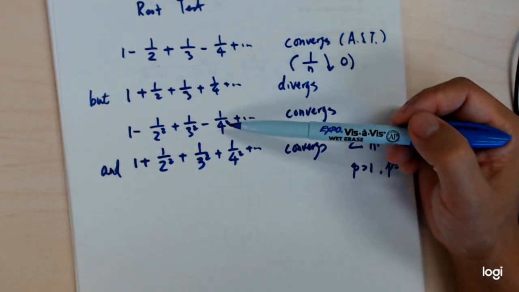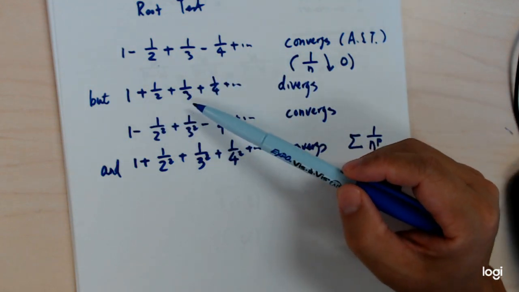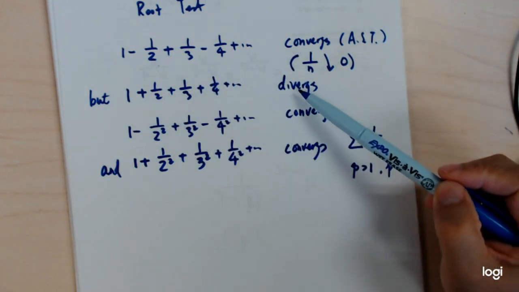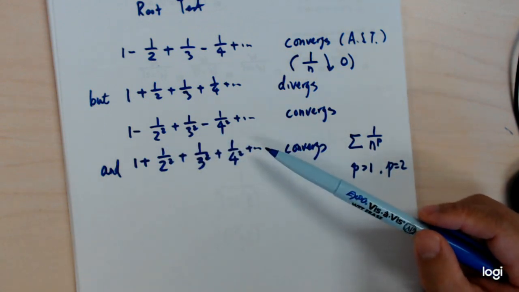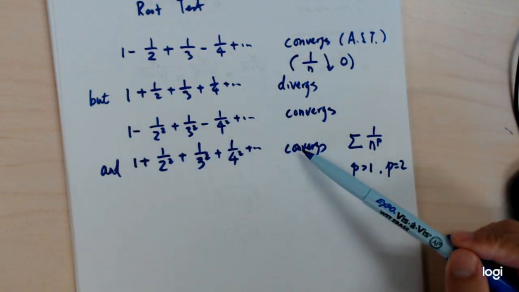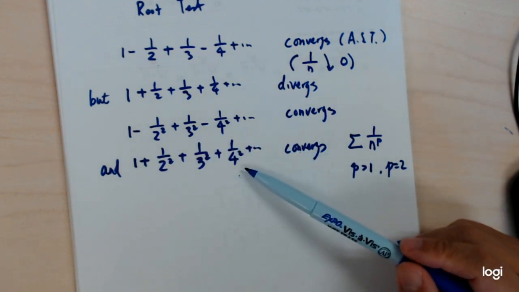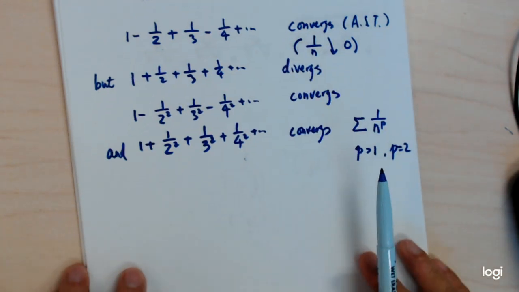So for those two series, they behave a little bit differently in the sense that if you take the absolute value, the first one will diverge. If you take the absolute value of the second one, it'll converge. So even after you take the absolute value, it also converges. We call this one converges absolutely. This one is a different story.